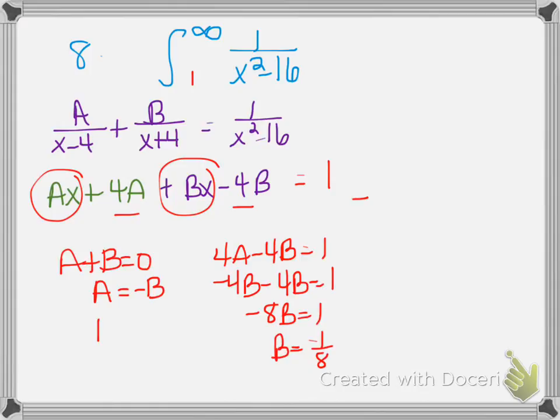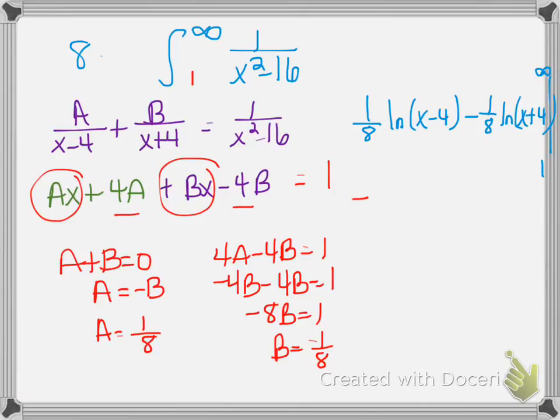So now that I have B, I can come back over here, plug in a negative 1/8, so I get 1/8 for A. And so the antiderivative here would be 1/8 natural log of x minus 4 minus 1/8 natural log of x plus 4. Now, I wrote plus C, but really we're not going to do a plus C because we need to evaluate it at 1 and at infinity.